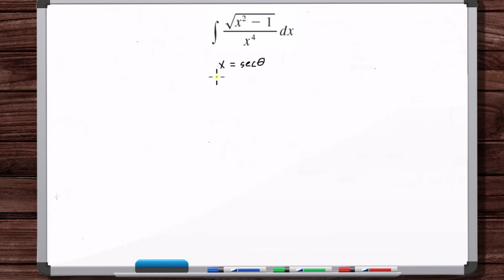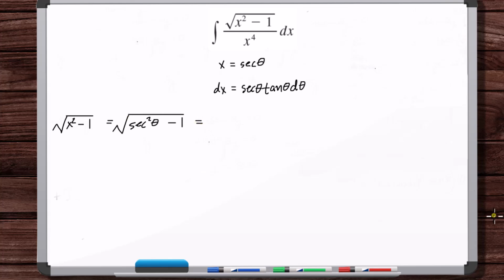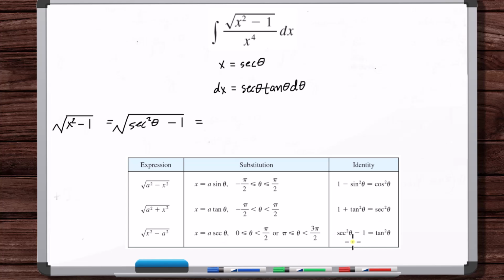Okay, so dx d theta is secant theta tangent theta. So dx is secant theta tangent theta d theta. Okay, so how does this help us? Well, it helps because if we take the square root of x squared minus 1 and plug in x equals secant theta, we get the square root of secant squared theta minus 1. And so we see we can use this trig identity: secant squared theta minus 1 is equal to tangent squared theta.